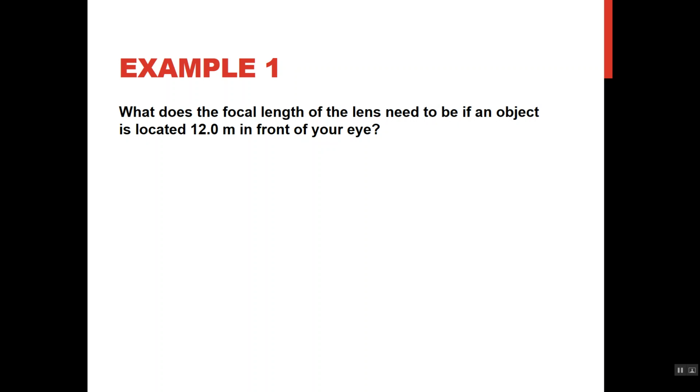All right, so here's the problem. What does the focal length of the lens need to be if an object is located 12 meters in front of your eye? That's like no information. Think about it for just a couple seconds. We'll obviously do it together, but I want you guys to think about it a little bit. You don't need an n in this, but you do need a d_i.